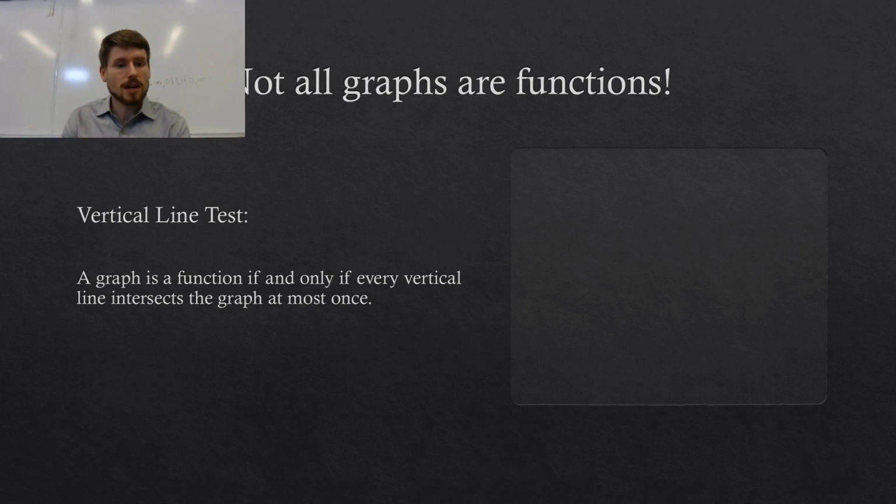So some vertical lines won't hit it at all, and some will hit it once, but none of them can hit it more than once. Otherwise, it's not a function. Okay, so let's look at an example.